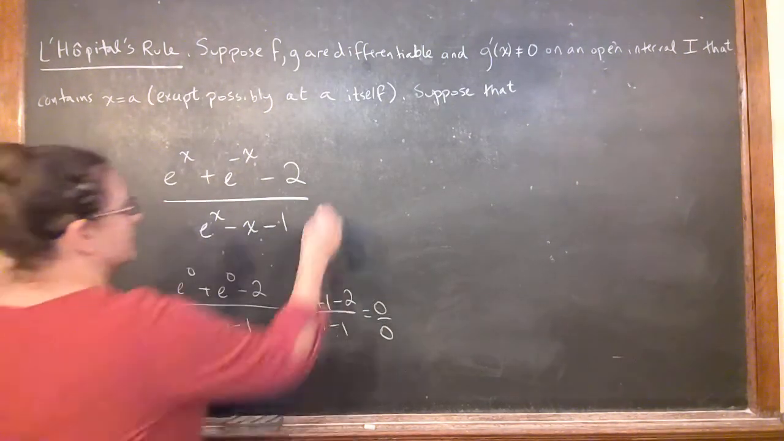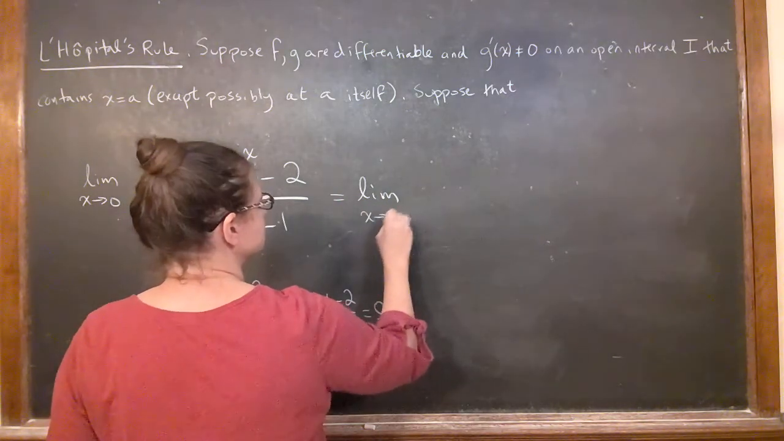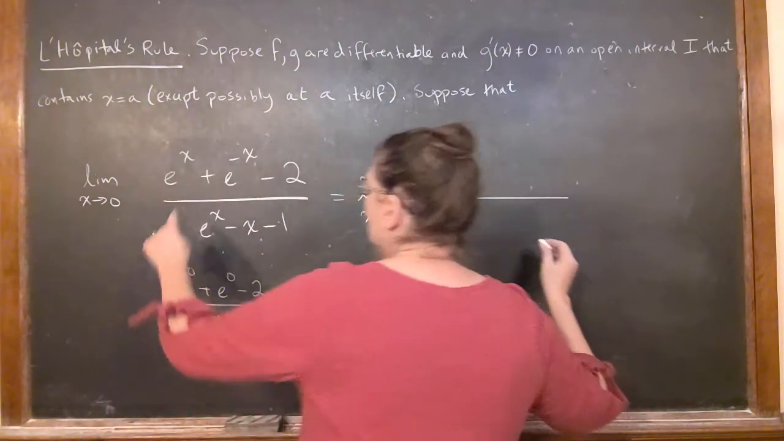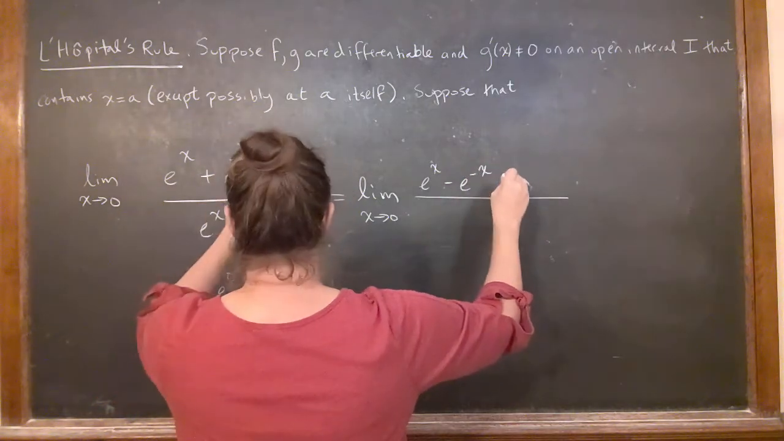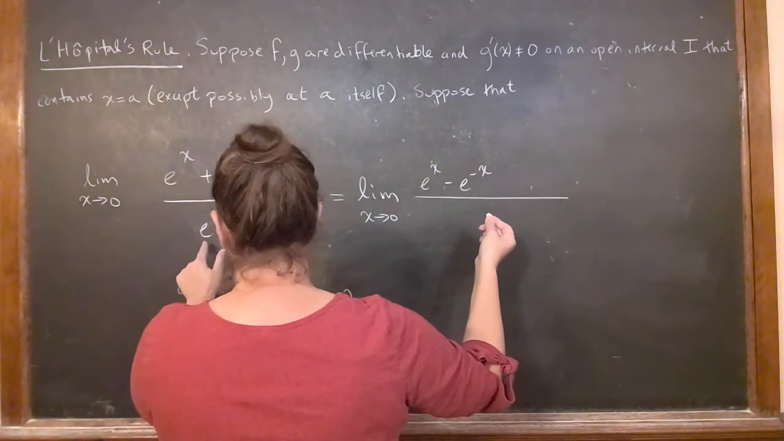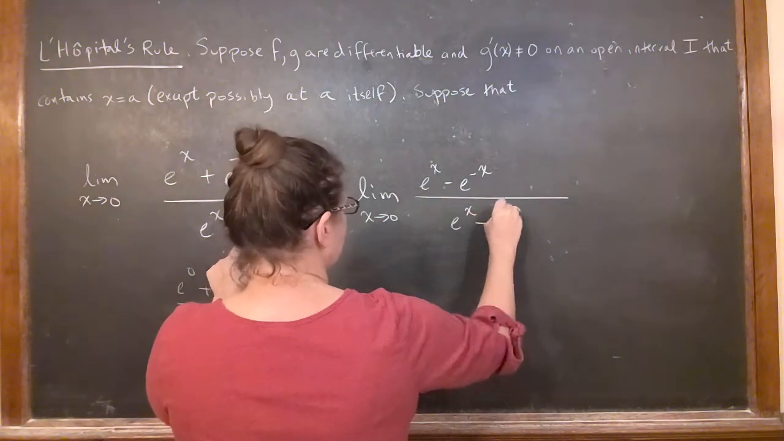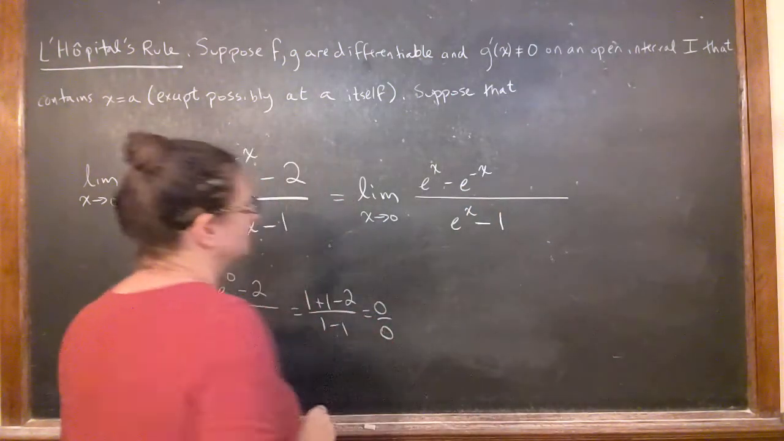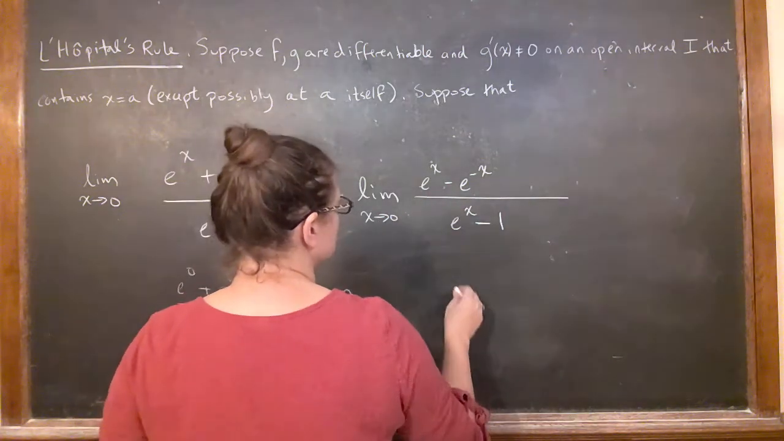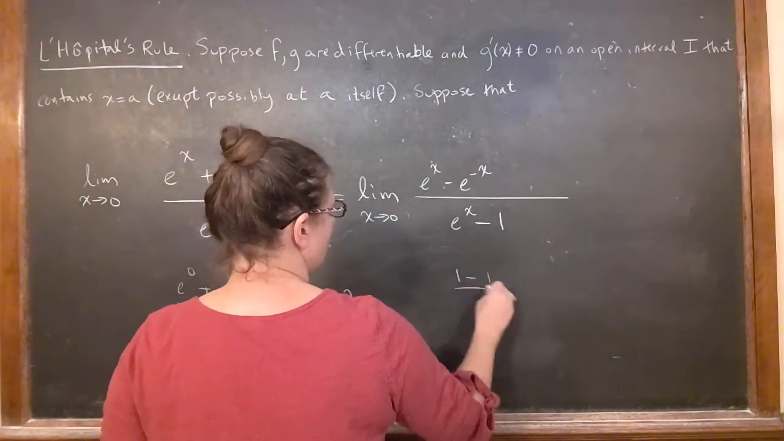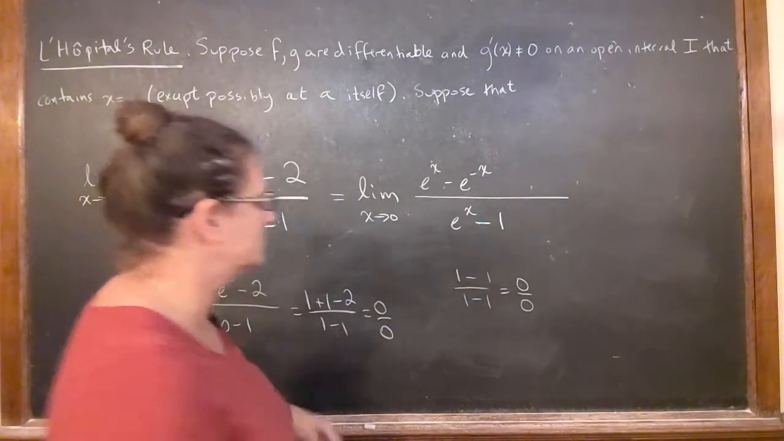So L'Hopital's rule, right? See what we get. So this is going to be e to the x minus e to the minus x, over e to the x minus 1. I think I still have 0 over 0, right? Because this is going to be 1 minus 1 over 1 minus 1. So this is still 0 over 0. Let's do one more time.